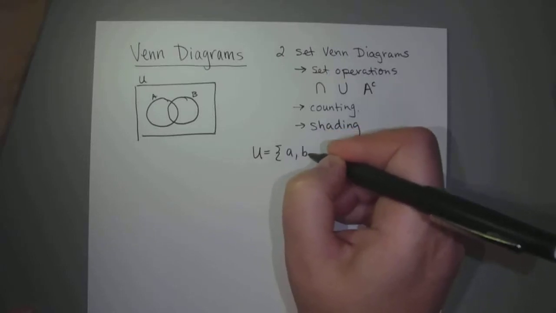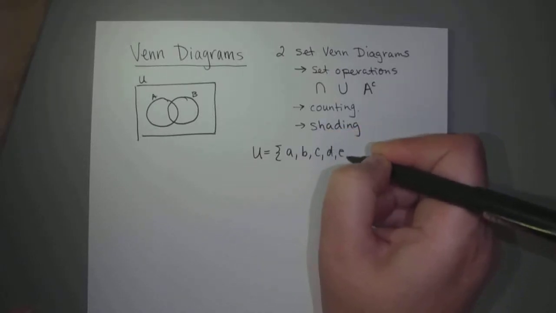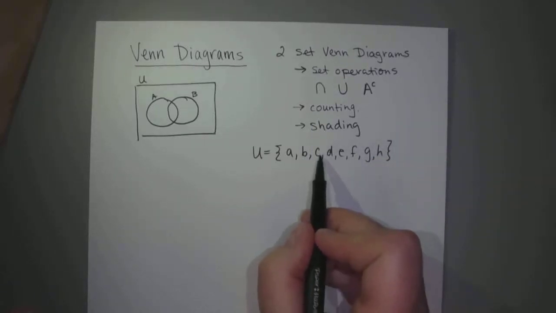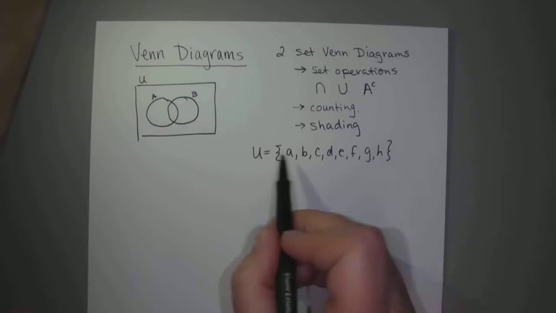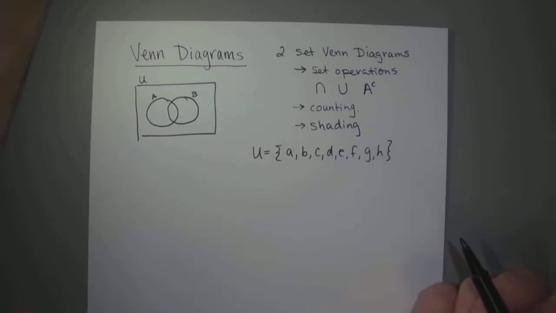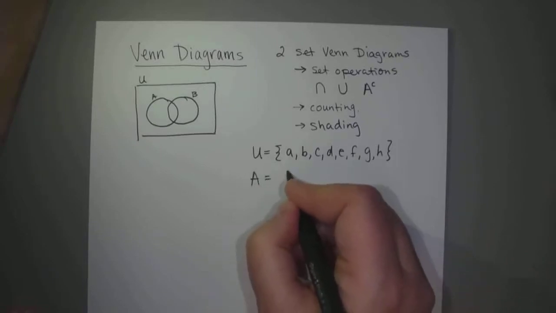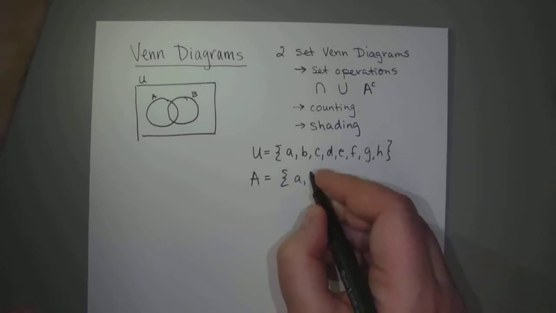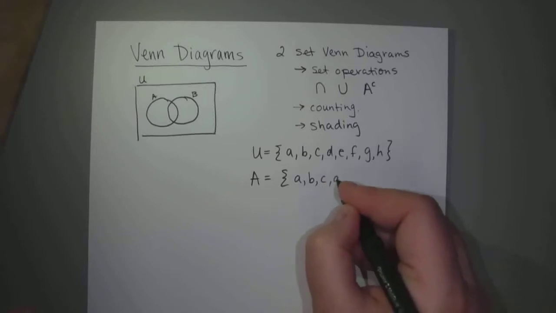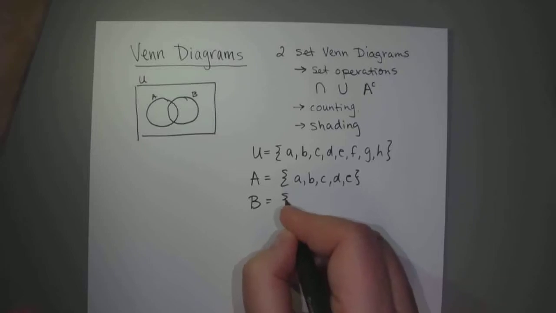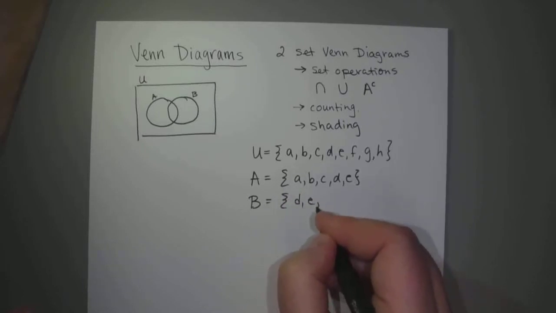Let's say we have a universal set. Let's go up to H. Okay, so 1, 2, 3, 4, 5, 6, 7, 8. Okay, so suppose we have a set with 8 elements in it. And they could be names of people in a classroom or something else, any list of items. Okay, and then we have the set A, and suppose that A contains A, B, C, D, E. And then we have a second set B that contains D, E, F.